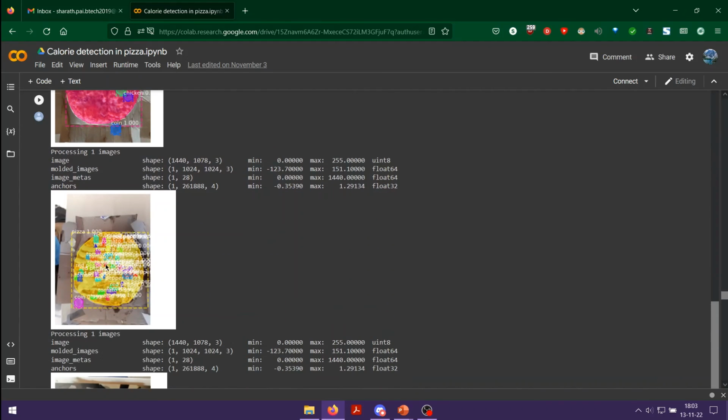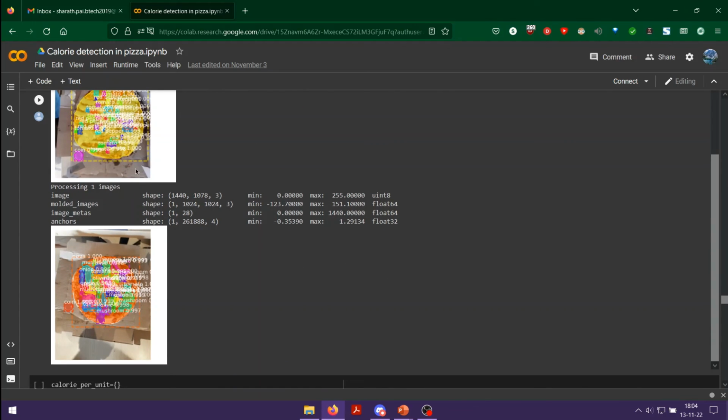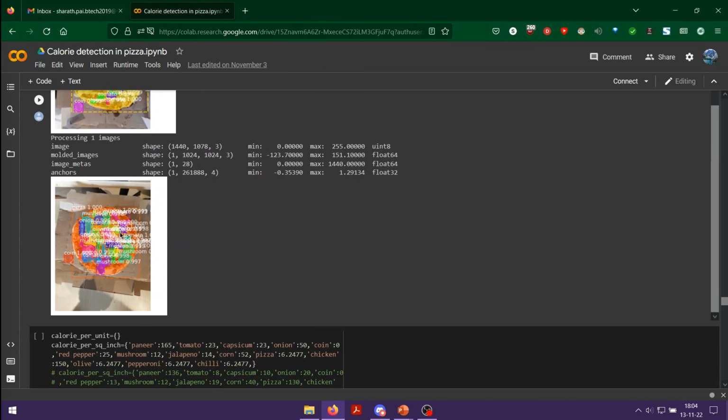Since there are a lot of toppings on this one, they're a bit overlapping in the text, but let me just read out some for you. It's tomato, red pepper, onion, and paneer. So this is also an example of how the model is able to get a good amount of masks in this image as well.